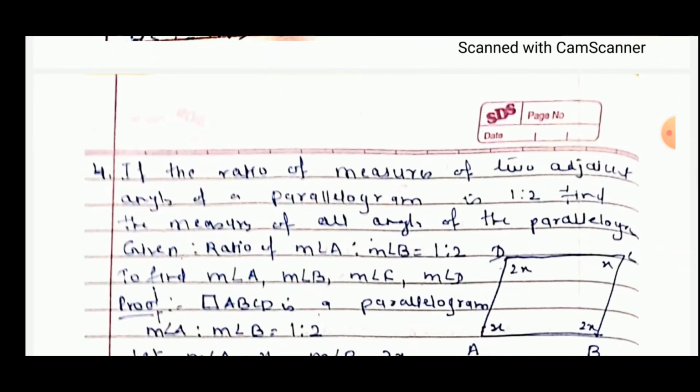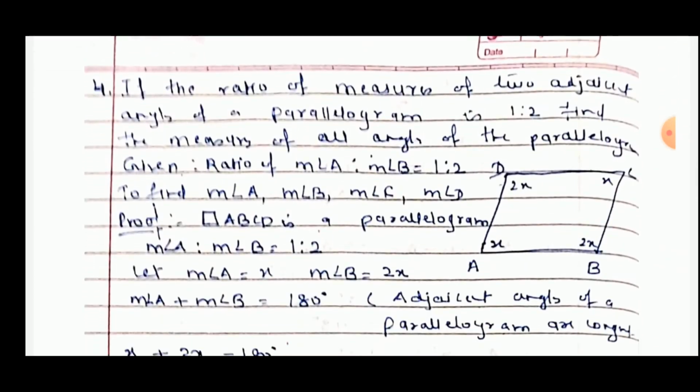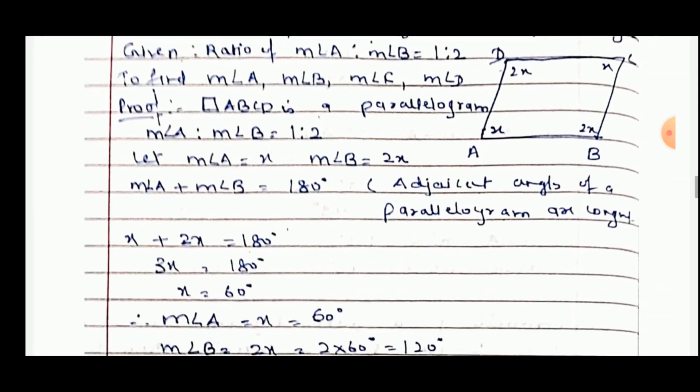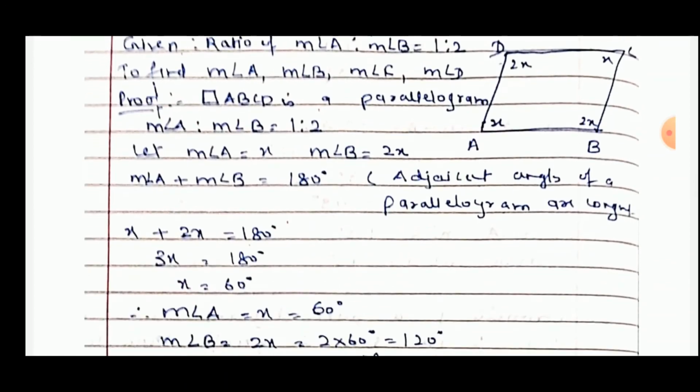Now if the ratio of the measures of two adjacent angles of the parallelogram is 1:2, find the measures of all angles of the parallelogram. Given ratio of the measure of angle A to the measure of angle B is 1:2. To find measure of angle A, measure of angle B, measure of angle C and measure of angle D. Let the measure of angle A be x, measure of angle B is equal to 2x. So measure of angle A plus measure of angle B is 180. Adjacent angles of the parallelogram are supplementary.